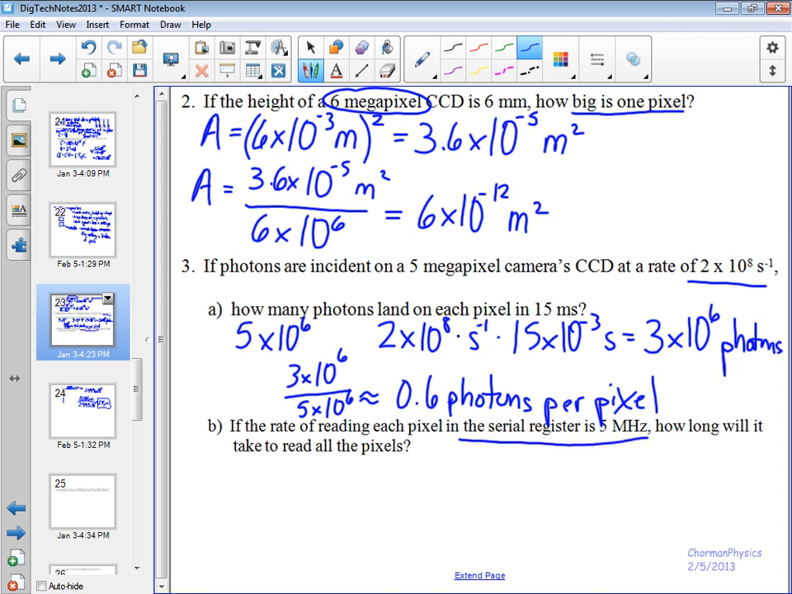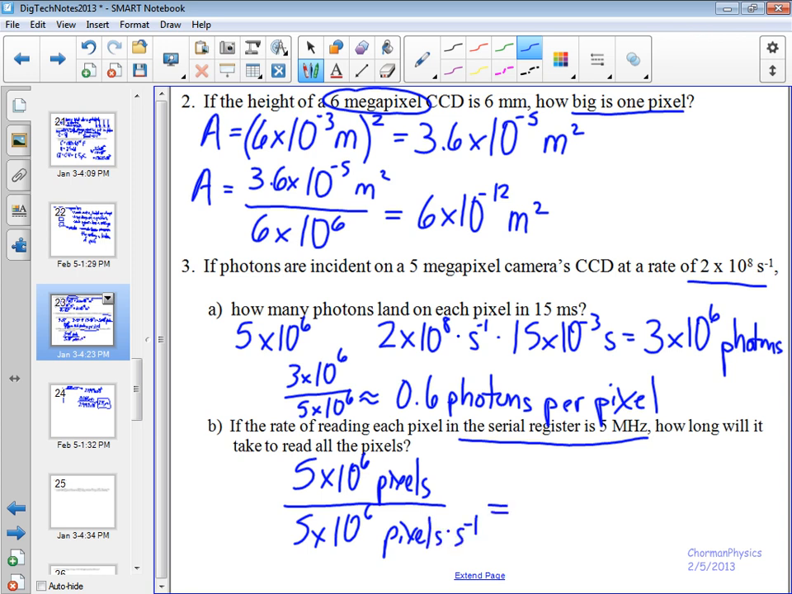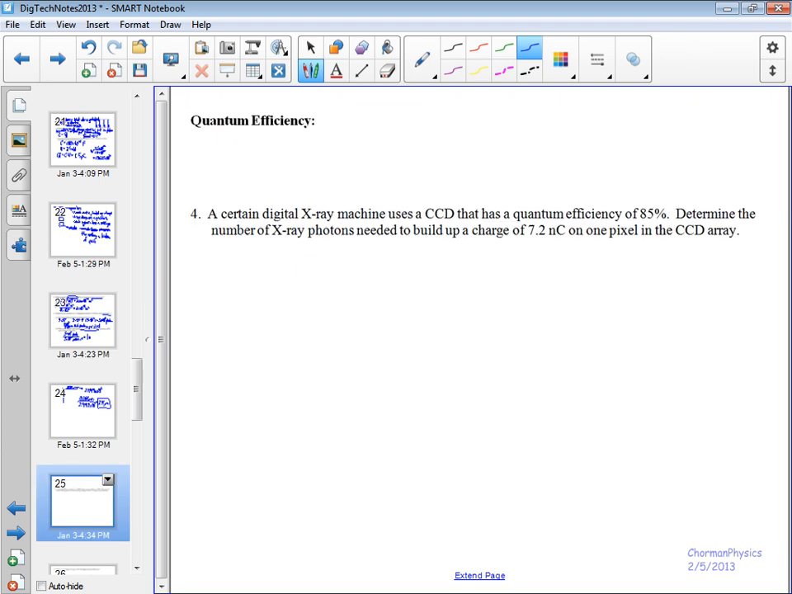Okay, so if the rate of reading each pixel in the serial register, so this is the thing that's going to be taking down the voltage and location of each pixel, is 5 megahertz, how long will it take to read all of the pixels? Well, if it's 5 times 10 to the 6th pixels, and we are reading at a rate of 5 times 10 to the 6th pixels per second, that's what the hertz means there, cycles per second. Here's an example where hertz can mean this. That means that we're going to need 1 second for that picture to be stored in whatever digital format.